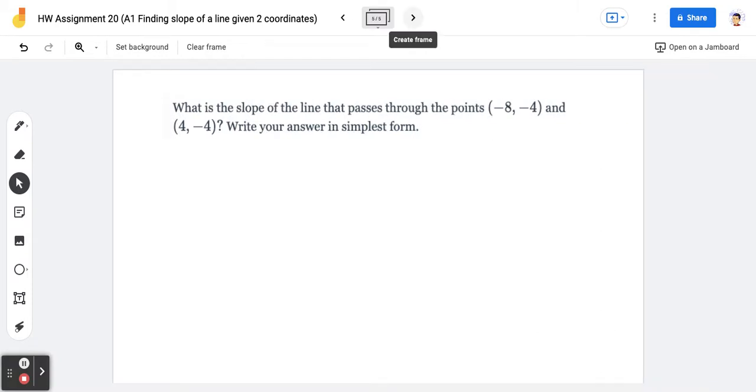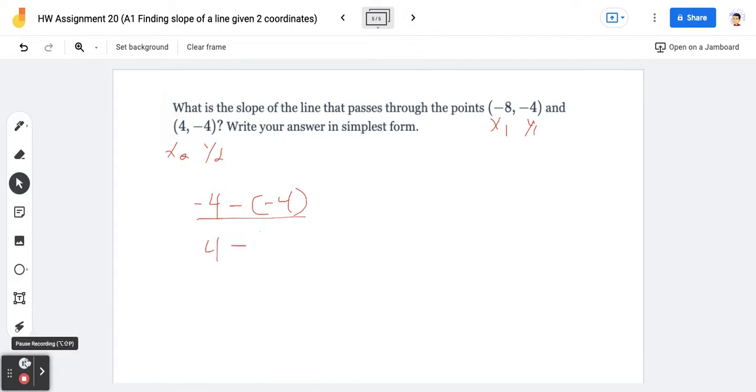Last one. So I'm going to label again x1, y1, x2, y2. We're going to take the difference of my y's and the difference of my x's. So my y2 is negative 4 minus negative 4, so y2 minus y1, over x2, which is 4, minus x1, which is negative 8. So let's get the negative 8. Oh, that is an 8, I promise you. So 4 minus a negative 4 is 0 in our numerator. 4 minus a negative 8 is 12.